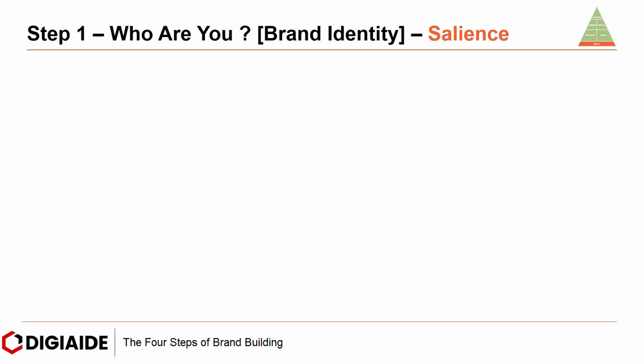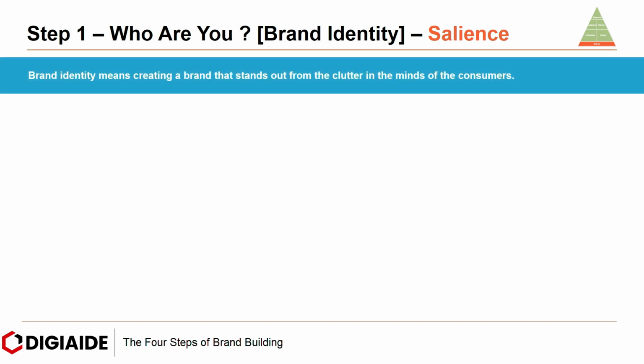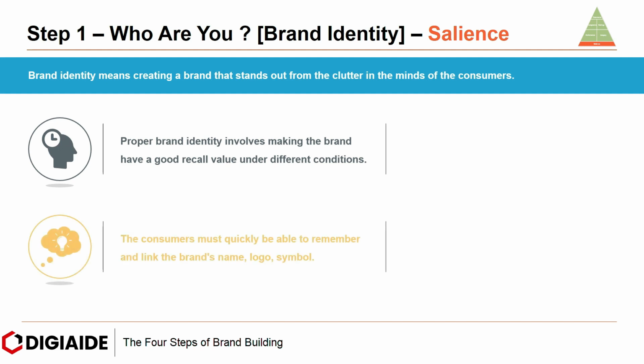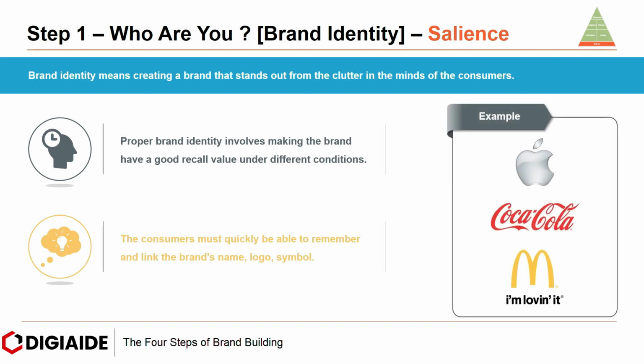Who are you? Brand identity, which means salience. Brand identity means creating a brand that stands out from the clutter in the minds of the consumers. Proper brand identity involves making the brand have a good recall value under different conditions. The consumers must quickly be able to remember and link the brand's name, logo and symbol. Example, the logo of Apple, the name Coca-Cola and McDonald's M signature.